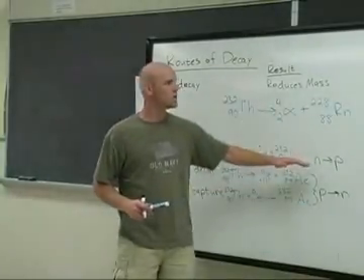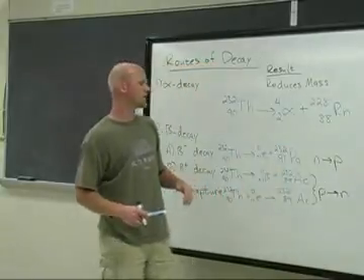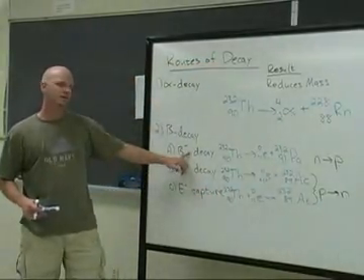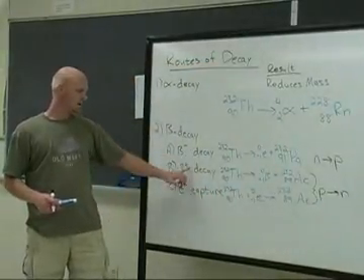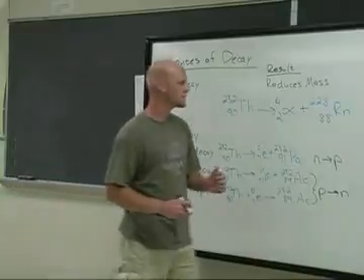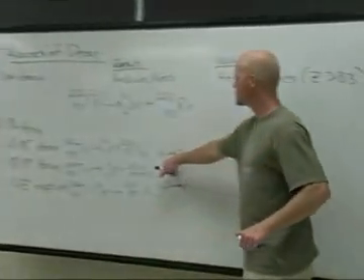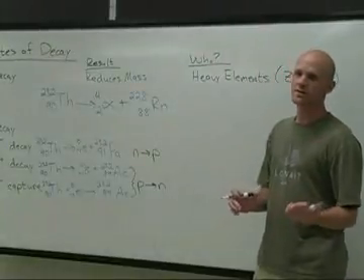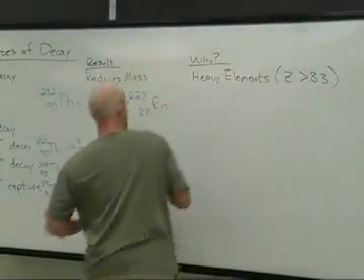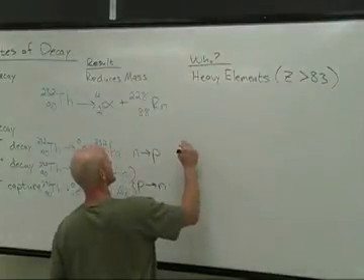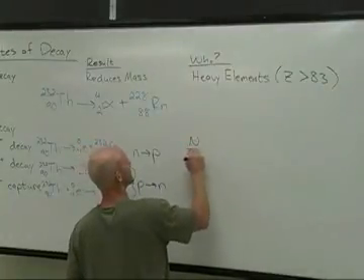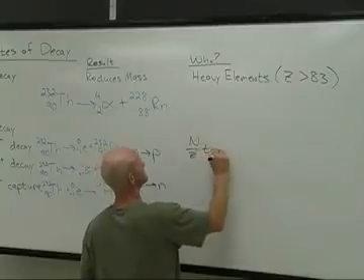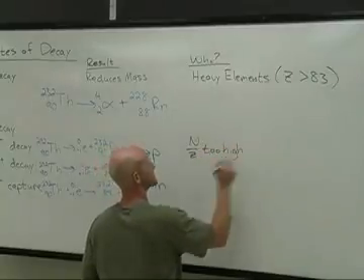When we talk about which nuclei are likely to undergo electron emission versus positron emission or electron capture, why would you want to turn a neutron into a proton? Well, you have too many neutrons and not enough protons. If you have too many neutrons and not enough protons, that means your N over Z ratio is too high.